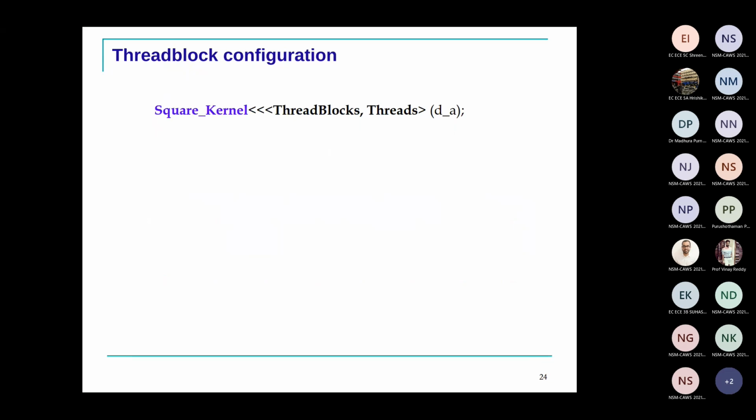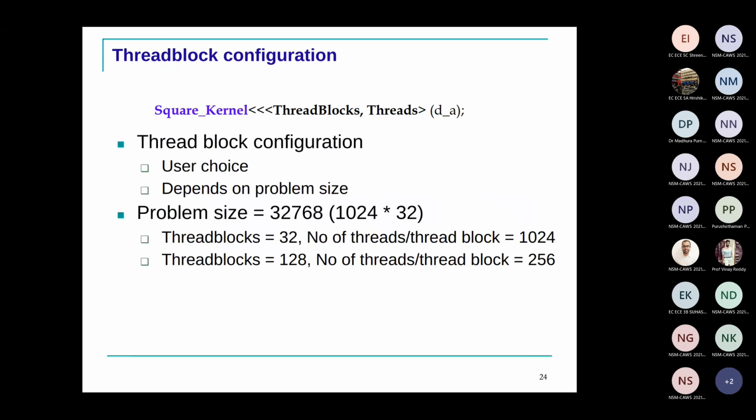So now let's try to understand how you can actually specify thread blocks for this particular program. Depending on the problem size, the user can specify the thread blocks according to whatever desired configuration. CUDA programming allows the programmers to select the thread block size. Let's say the problem size is 32,768.